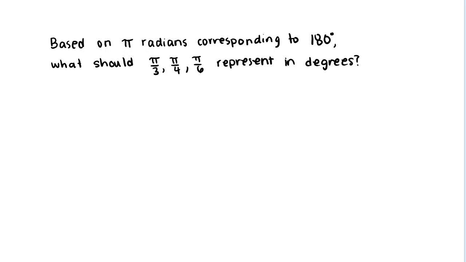Okay, so let's try and do something similar here. I've got 3 examples of angles that I'd like to think of as angles in radians, and I want to figure out what the corresponding angles would be in degrees. So if you're feeling comfortable enough with this idea, pause the video, try this out, and see if you can figure out what angles these are representing in degrees.